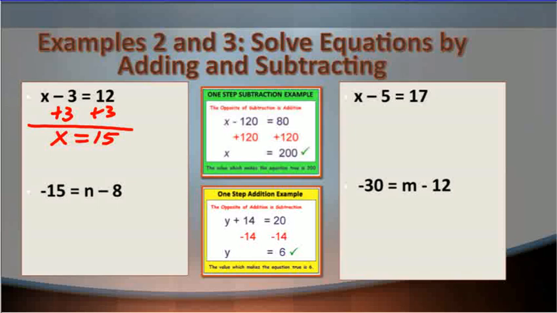Next one, negative 15 equals n minus 8. Opposite of subtracting 8 is adding 8. So I must do that on both sides. n equals negative 15 plus 8, which is negative 7.